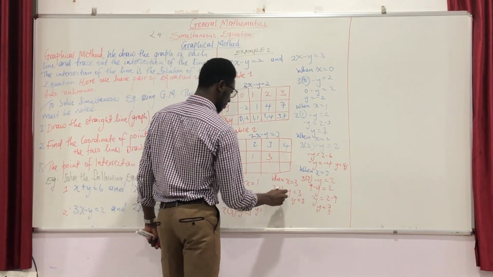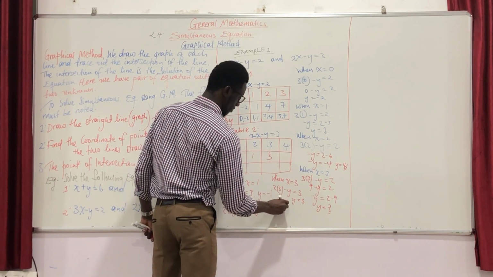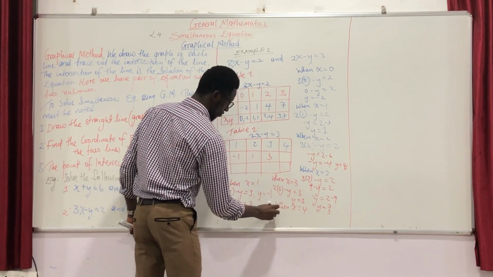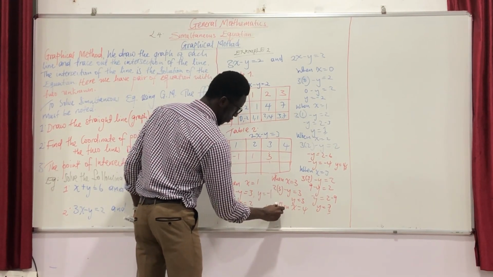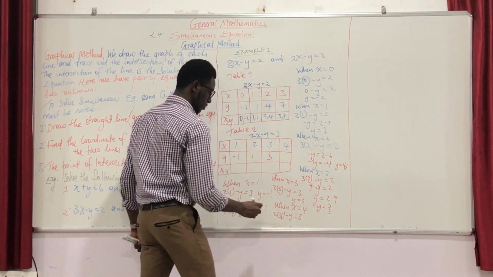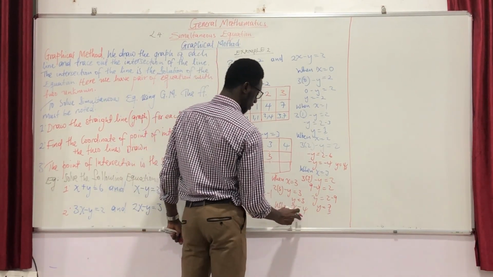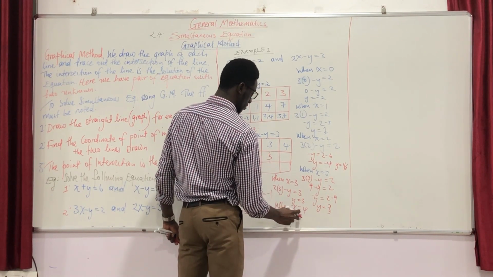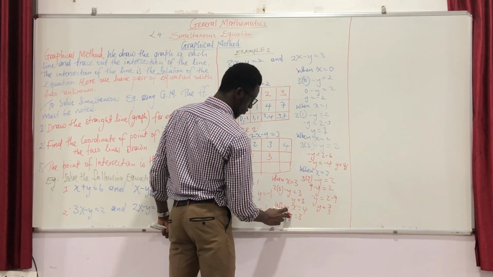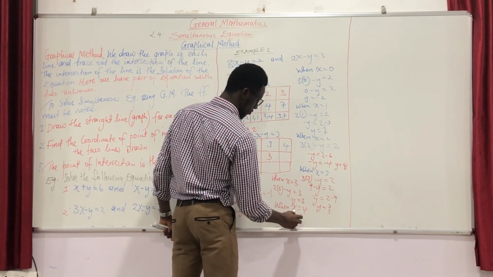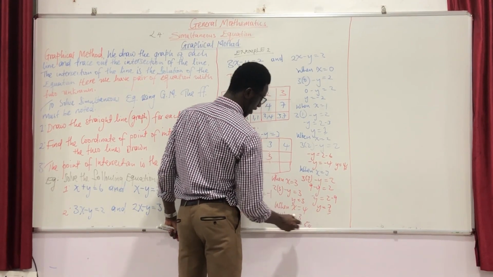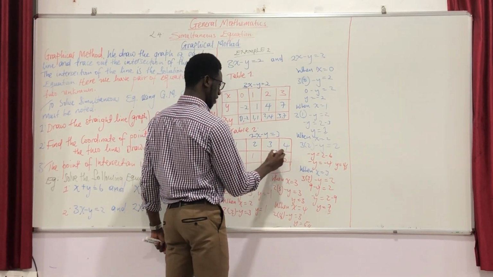So when x equals 4, we say 2 into 4 minus y equals 3. So this now becomes 8, 3 minus 8, which is minus 5. So minus y equals minus 5 now becomes y equals 5. So y equals 5.